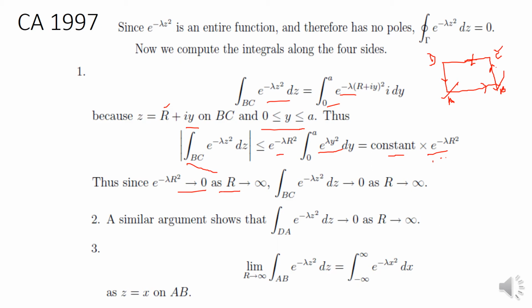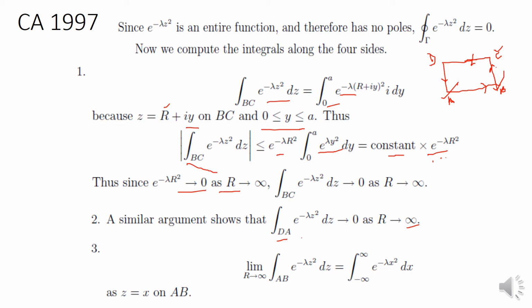When R is very large, the whole term becomes 0. This tends to 0. So the integral over BC of e to the power minus lambda z square dz will be 0 as R tends to infinity. And over DA also it becomes 0 as R tends to infinity.